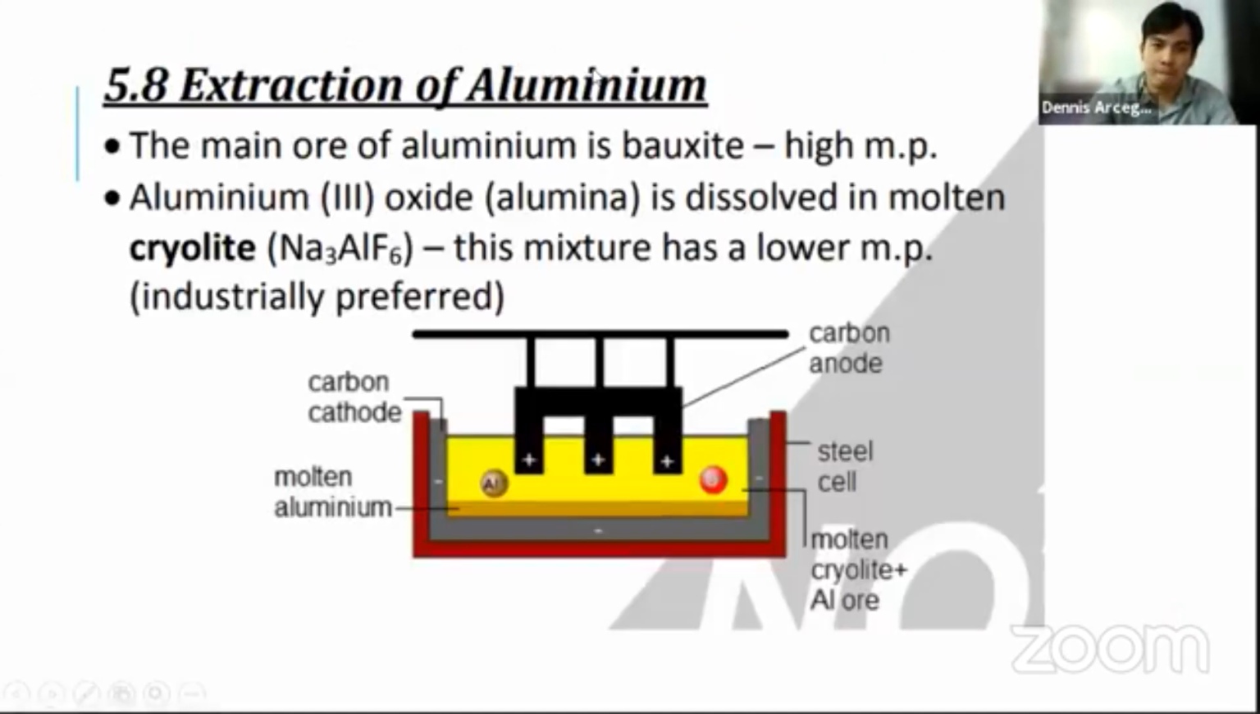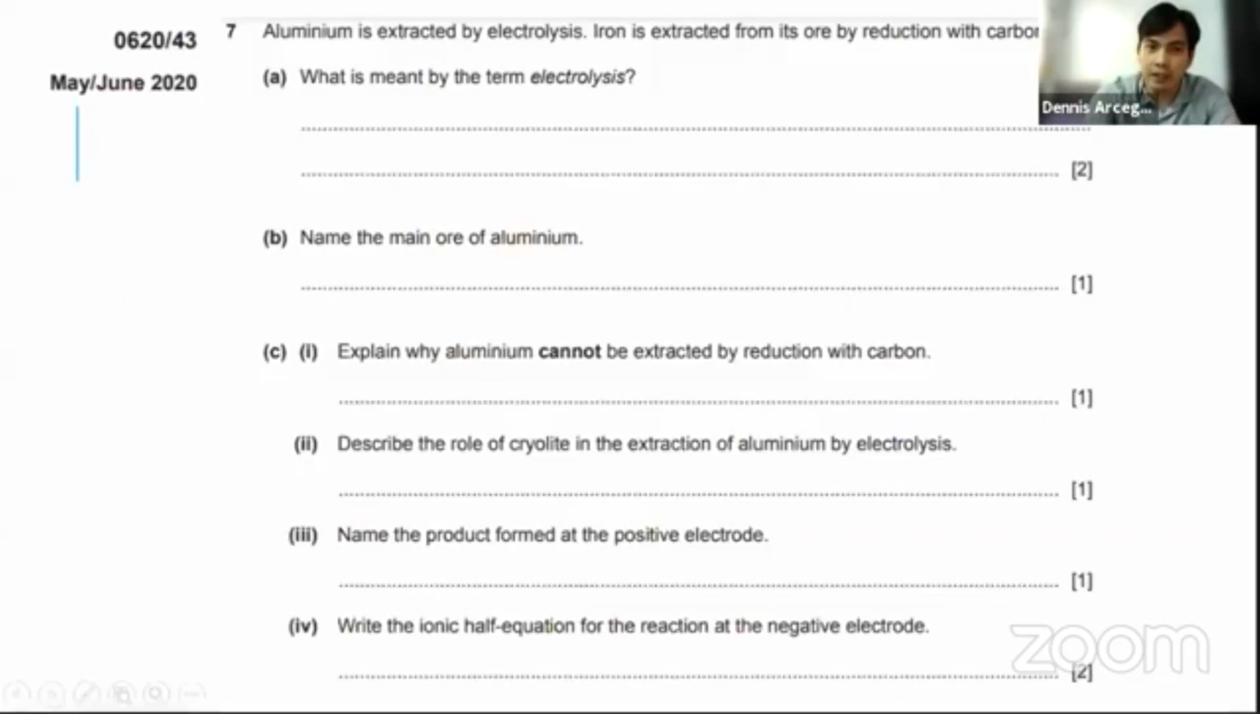Next, the extraction of aluminium. The main ore of aluminium is bauxite. It has high melting point. Now let me see if you still remember this one. This question I saw a lot, several times in different papers. Aluminium is extracted by electrolysis. Iron is extracted from its ore by reduction with carbon. As I told you earlier, the first question, they will ask you about electrolysis.